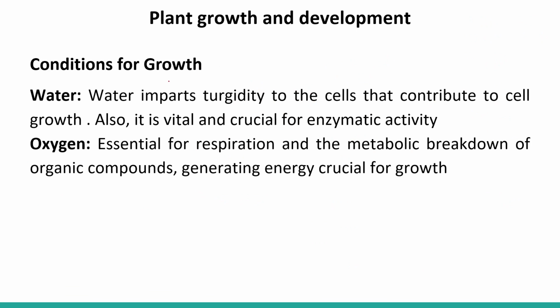Now let's talk about the conditions required for the growth of the plant. So first is the presence of water. What is the role of water? Water imparts turgidity to the cells. Now what is turgidity? It means it makes the cell swollen and distended. Whenever the cell absorbs water, it becomes turgid, swollen and distended, and because of this turgidity there is cell growth, or elongation of cells, which is known as growth. So water is very important.